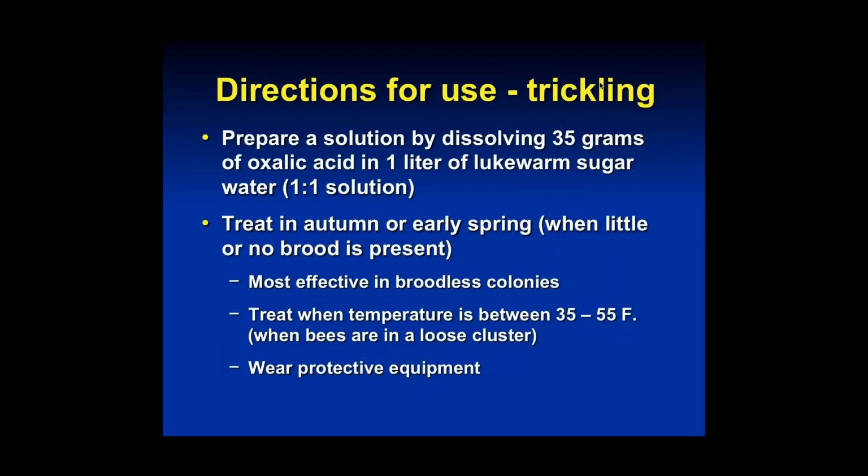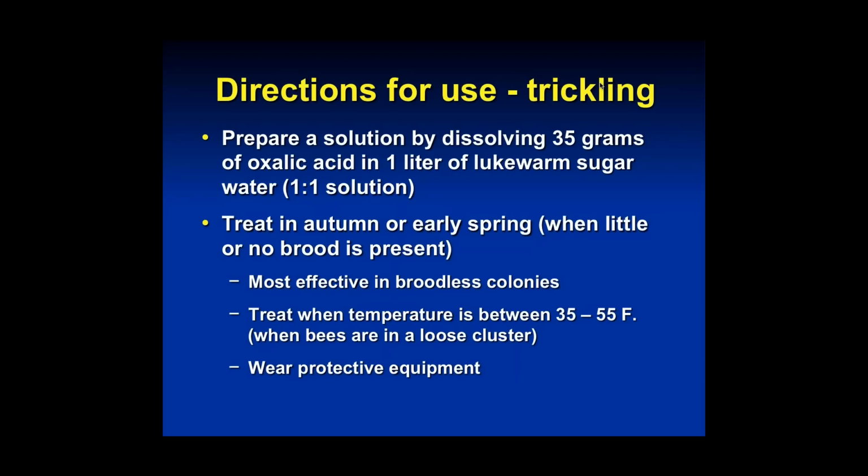So for trickling, you can prepare the solution by dissolving 35 grams of oxalic acid in a liter of lukewarm sugar water. That sugar water should be a 1-to-1 solution. That means 1-to-1 by weight. So if you use 4 pounds of sugar, you ought to use 4 pounds of water. It's helpful to know that there's 8 pounds of water in a gallon. So if you're using a gallon to make sugar syrup, you want to add 8 pounds of sugar to make a 1-to-1 solution. If you make a more concentrated solution, it makes the bees want to consume it.